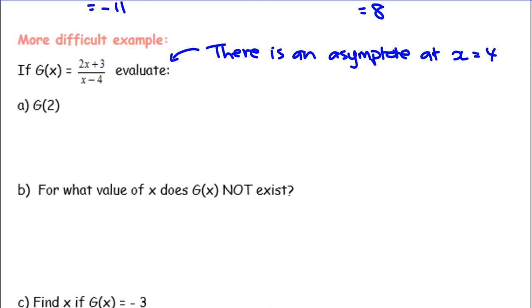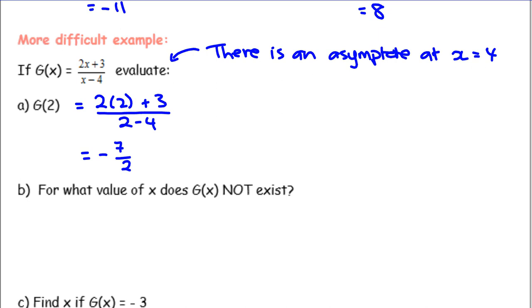Okay, so G of 2. Notice it's capital G, so make sure you use capital G when you write anything about it. Then G of 2 is 2 times 2 plus 3 over 2 minus 4. What's that? 7 over negative 2. Yes, 7 over negative 2, or negative 7 over 2, or negative 3.5. All are correct. So we got 7 over negative 2, which overall is a negative, same thing.